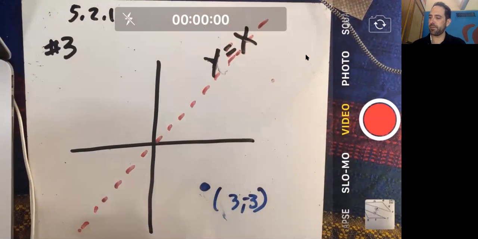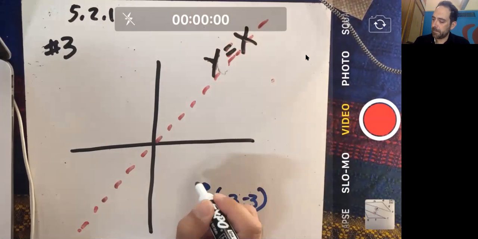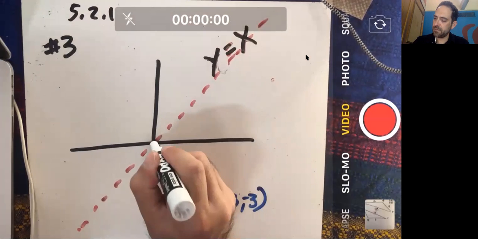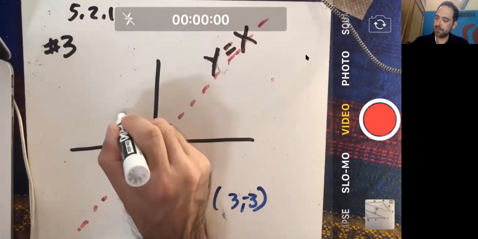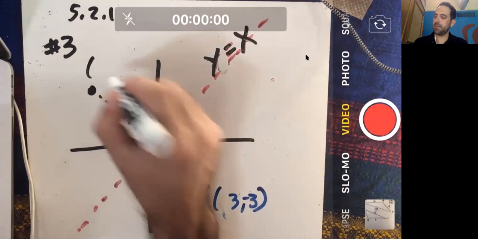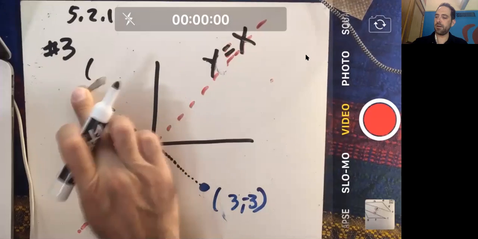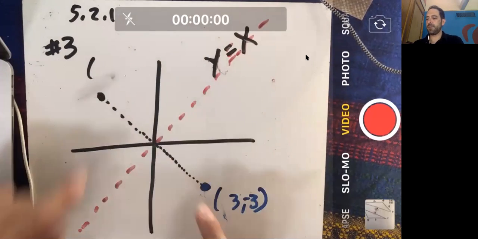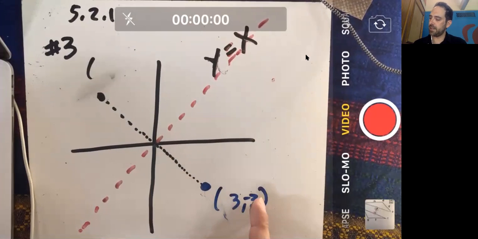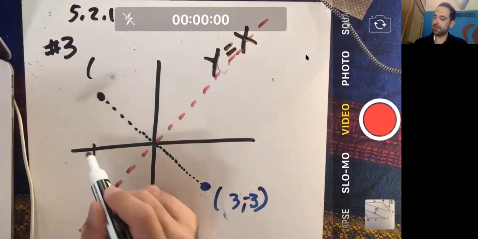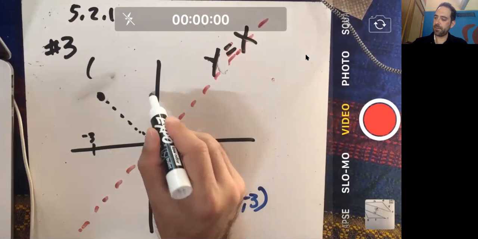Okay, so if we're doing a reflection across this line, the main thing is the reflection is going to be on the other side of this line, at the same distance apart, the same distance up and over, because it's reflected, right? So instead of (3, -3), it's going to be over here at (-3, 3). Okay.